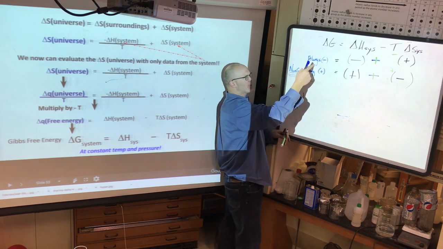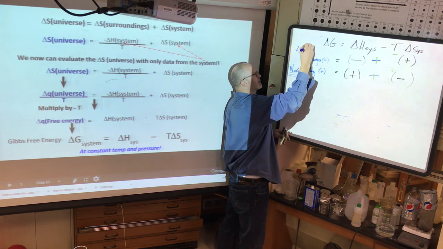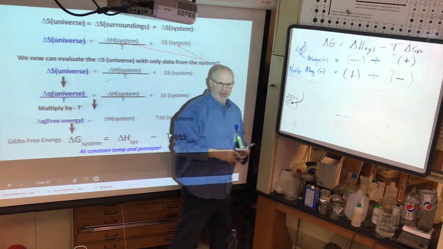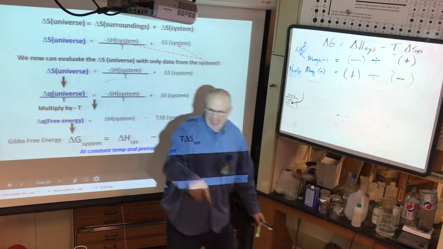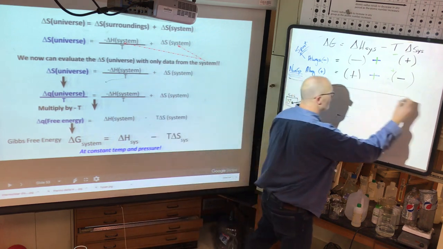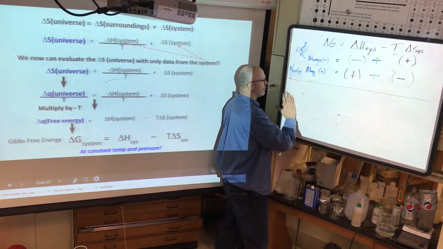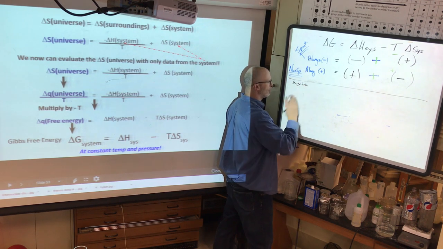And if it's always positive, it is non-spontaneous always. If it's always negative, it's always spontaneous. Always. No doubt, nothing in between. And that's easy to understand, but we kept running into what I call the sometimes rule. There's two of them. The sometimes rule.